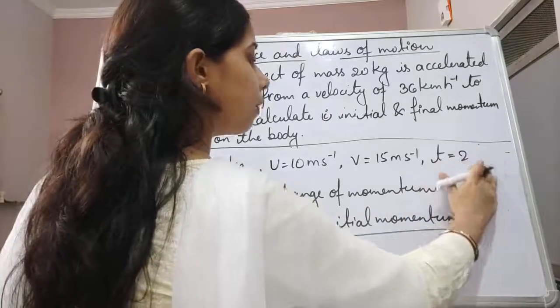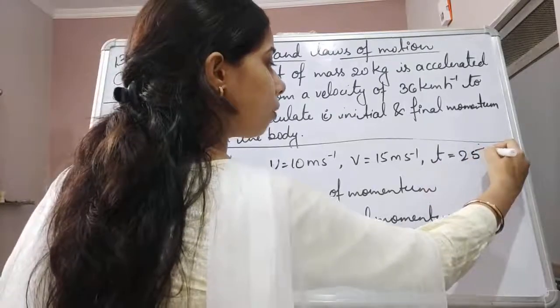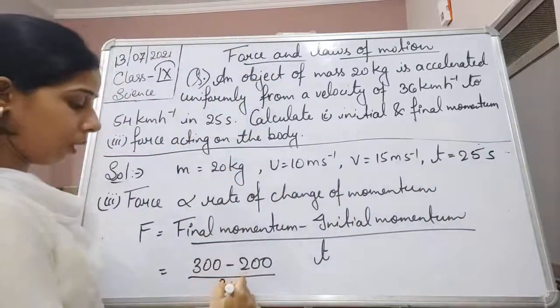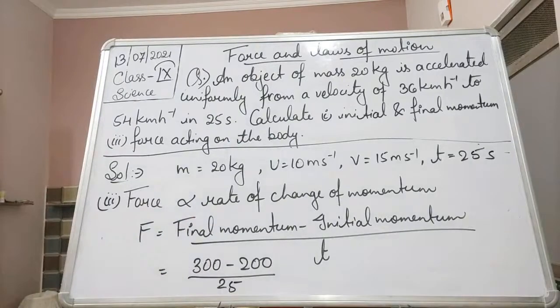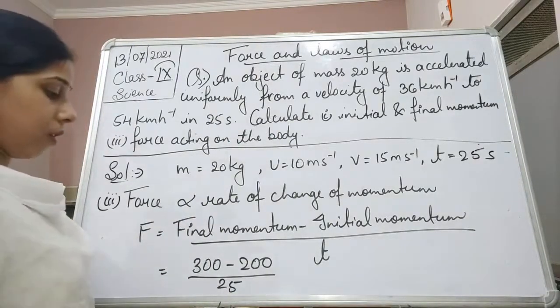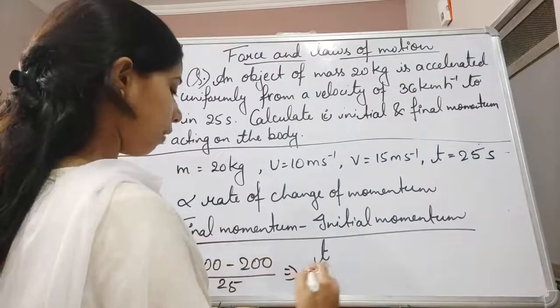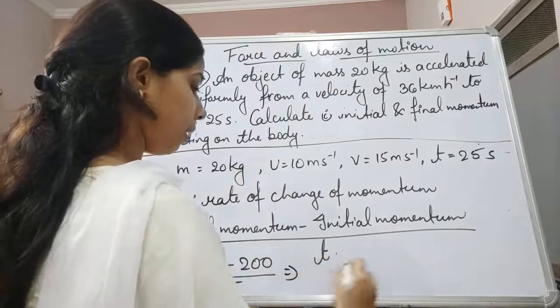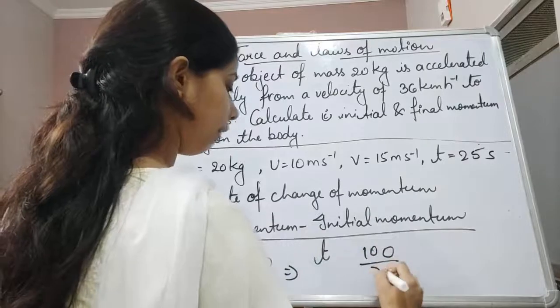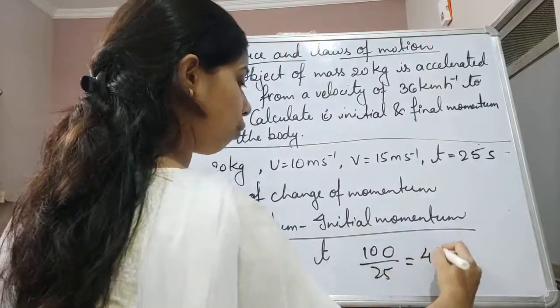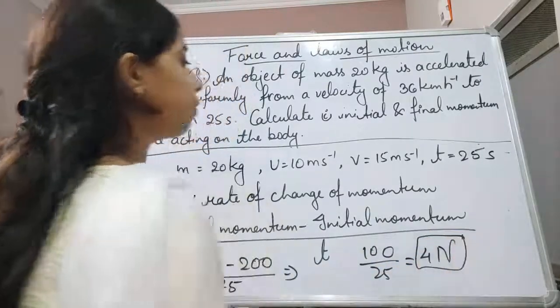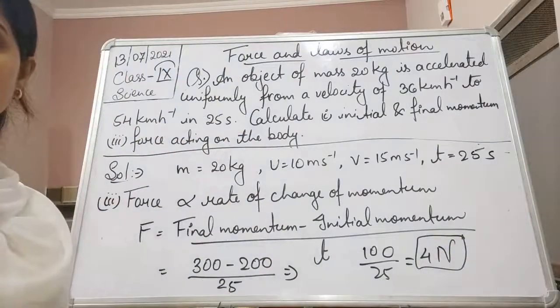I'm sorry students, even the last question was wrong then, because it is 25 seconds. So 25 seconds. It will become 300 minus 200, which is 100, upon 25, that is equal to 4 Newton. So the answer will be 4 Newton.